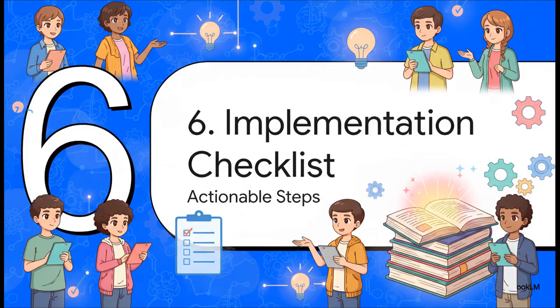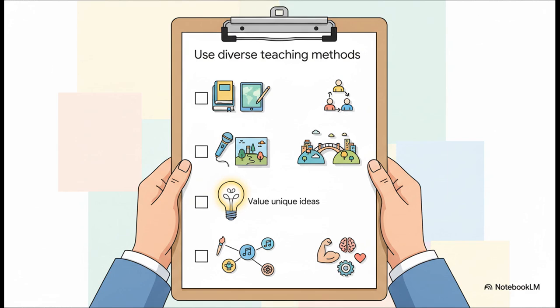All right, we've made it to our last section, number 6, your implementation checklist. We've talked a lot of theory, so let's boil it all down into a simple checklist you can start using in your classroom, like tomorrow. So here it is. Look, this isn't about throwing out everything you do and starting from scratch. It's about making small but really powerful shifts.